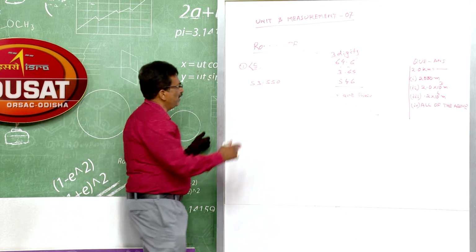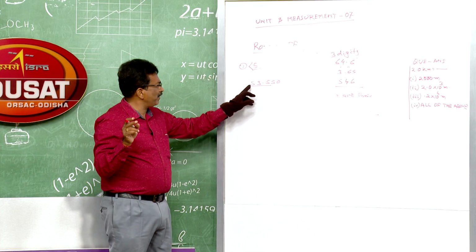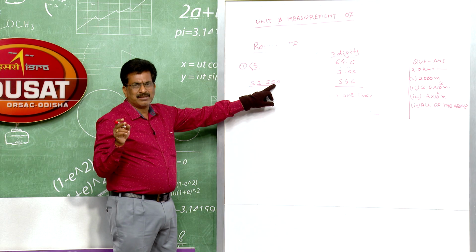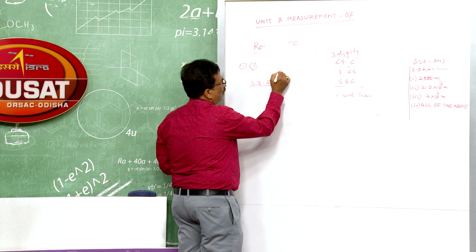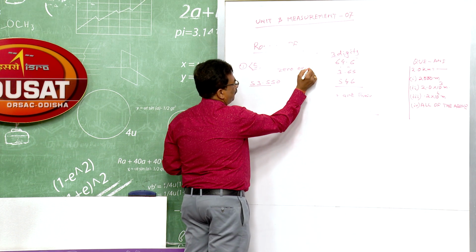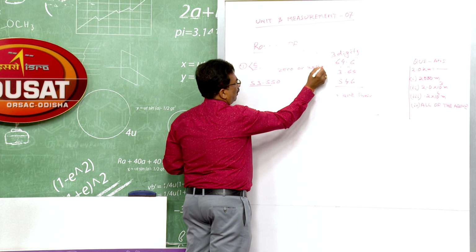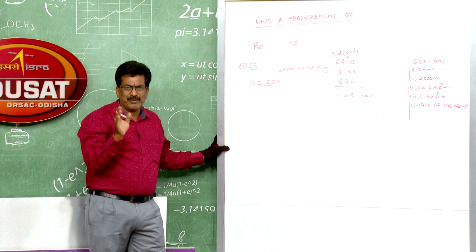53.550. Then what will happen? You are going for the 3 significant figures. For the 3 significant figures up to this, then it is the 5. Then 5 followed by the 0. It means when it is followed by 0 or anything, or nothing, then what will happen?